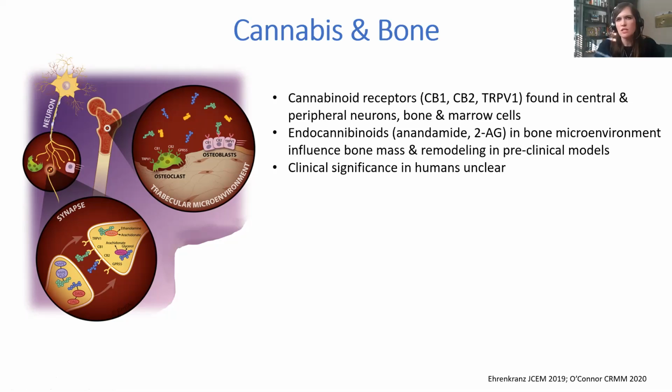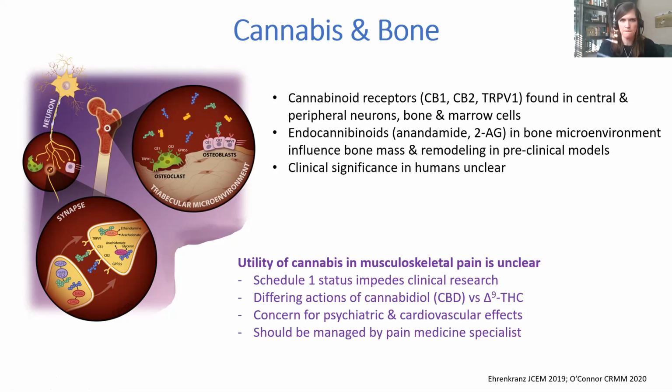However, the clinical significance of this system has not been well established in humans. Similarly, the therapeutic use of cannabis in musculoskeletal pain is very unclear. One of the main reasons for this is cannabis is a Schedule 1 drug in the United States, which means it's very difficult to perform clinical research. It requires quite a lot of red tape and is really almost prohibitive.